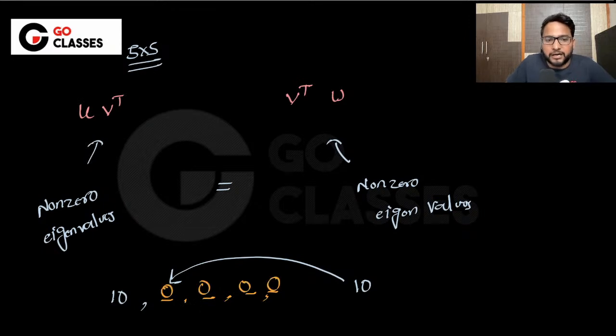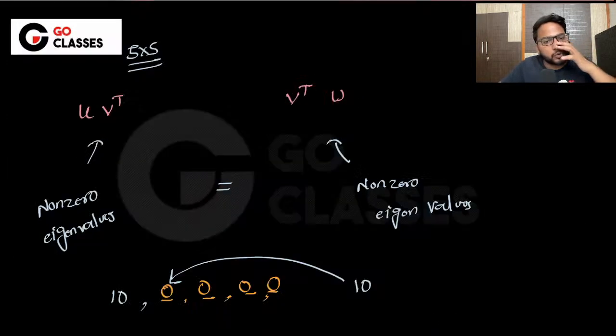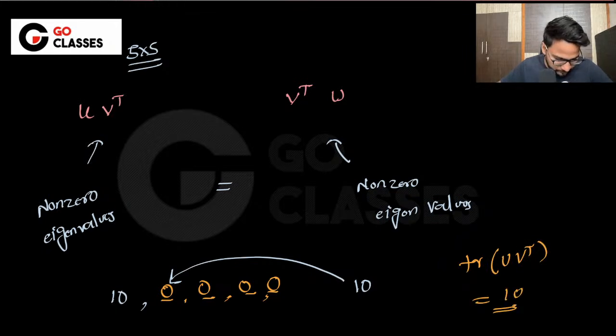Again, just watch this video, please, because otherwise it will take half an hour to explain just one question. That's why I'm again and again saying watch that video. So the eigenvalues of this are these, and that's why the trace of UV transpose is just 10. Is this okay to everyone?